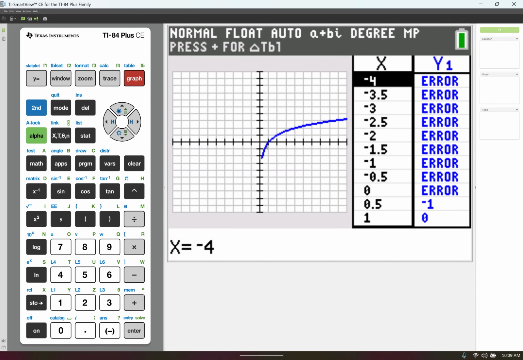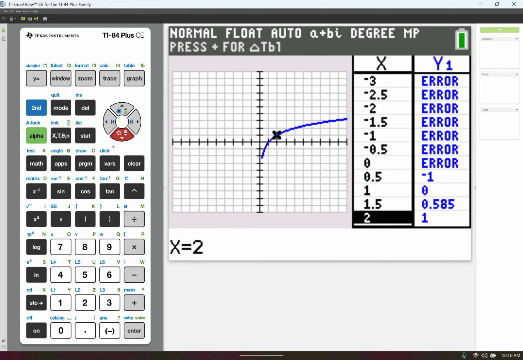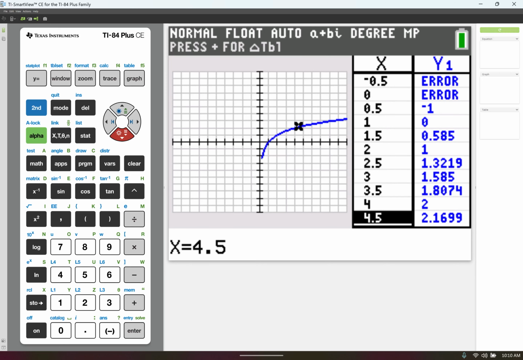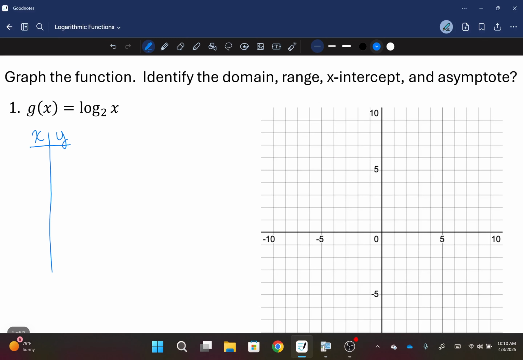If you notice, once you get to 0, you have an error. That's because you have an asymptote at 0. So I'm going to start in my table with the point that's a half to the right of my asymptote. I'm going to start with 0.5, -1, and then I'm just going to choose points to graph along this. This one has some nice neat points like 1, 0, 2, 1, 4, 2, 8, 3. So I'm going to fill in my table with those values.